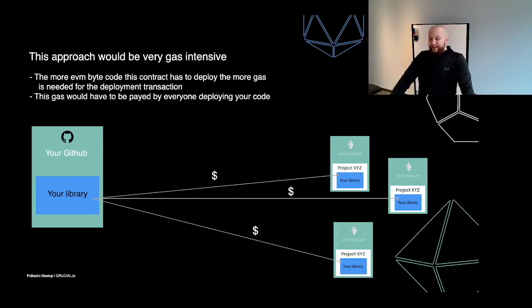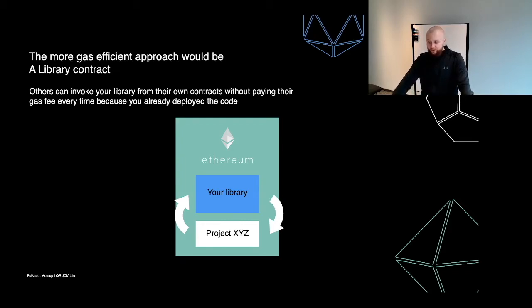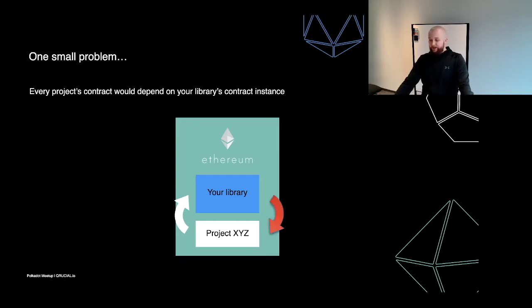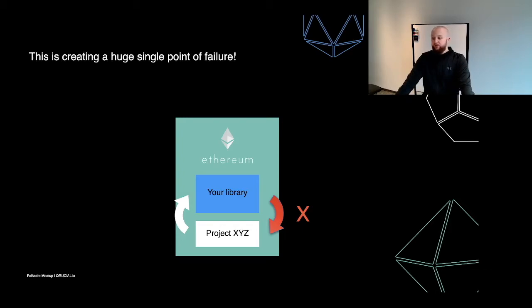And Parity chose against this design, and they used a library contract. In contrast, a library contract, you would deploy it in a way where you say, okay, you have Ethereum, others can invoke your library from their own contracts without paying the gas fee every time because you already deployed it. And there's just one small problem in this: every project would become dependent on your library code's instance. And you basically build a huge single point of failure. And according to Murphy's Law, everything that could go wrong will go wrong at some point.